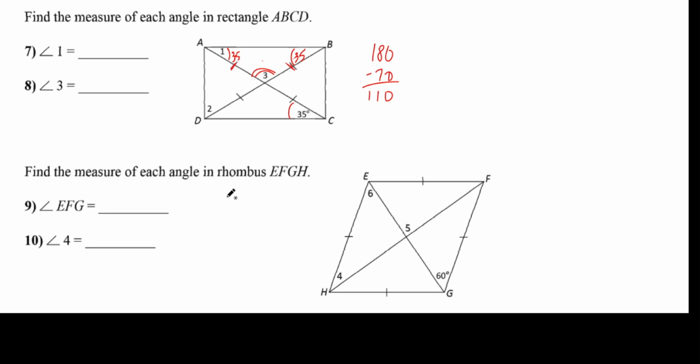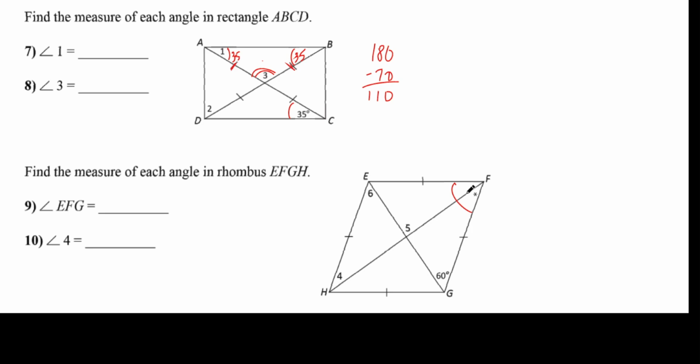Find the measure of each angle in a rhombus. So first of all, what's a rhombus? They marked it for you, so they made it kind of easy for you. The rhombus means all four sides are equal to each other. Well, let's just do this. EFG is what we're looking for. So we're looking for this big angle right there.